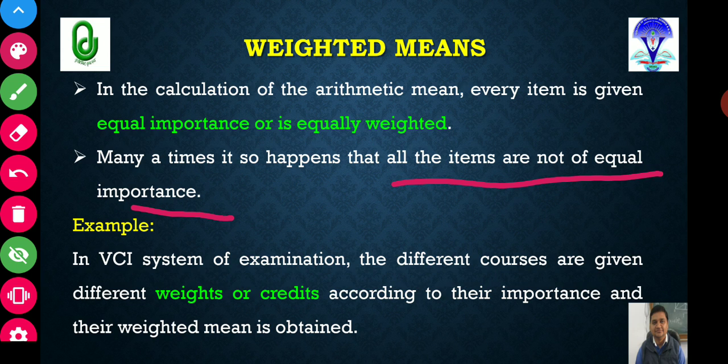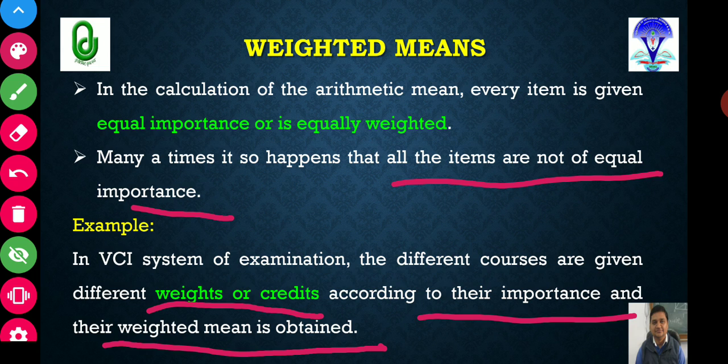In the V.Sc AH system of examination, different courses are given different weight or credits. You see, you are studying AGB; the credit of AGB is 3 plus 1. But if you are going for some other courses, the credit or weight of the course is different. So based on that, how are you getting your OGPA? Based on the credit of that particular course, according to their importance, and their weighted mean is obtained. So for getting the weighted mean of your courses, we are applying the weighted mean.